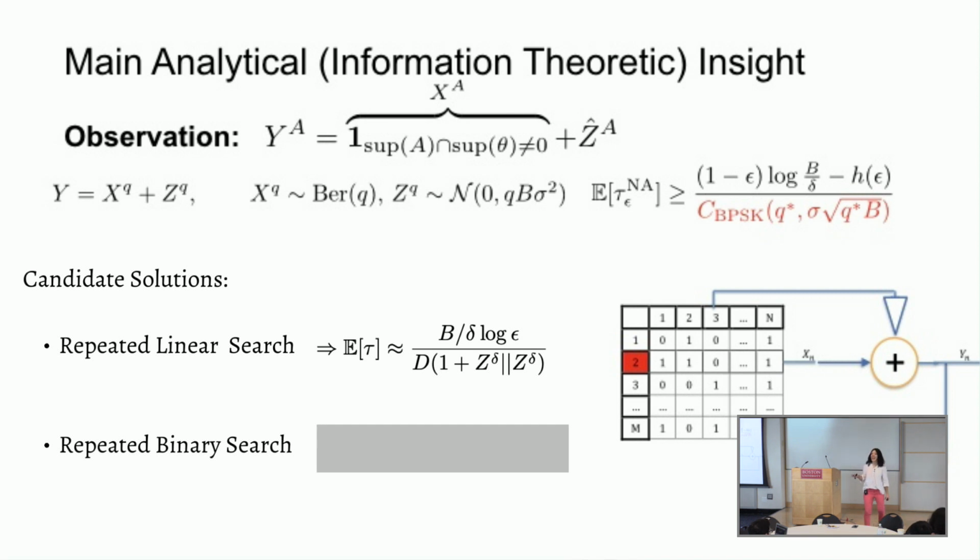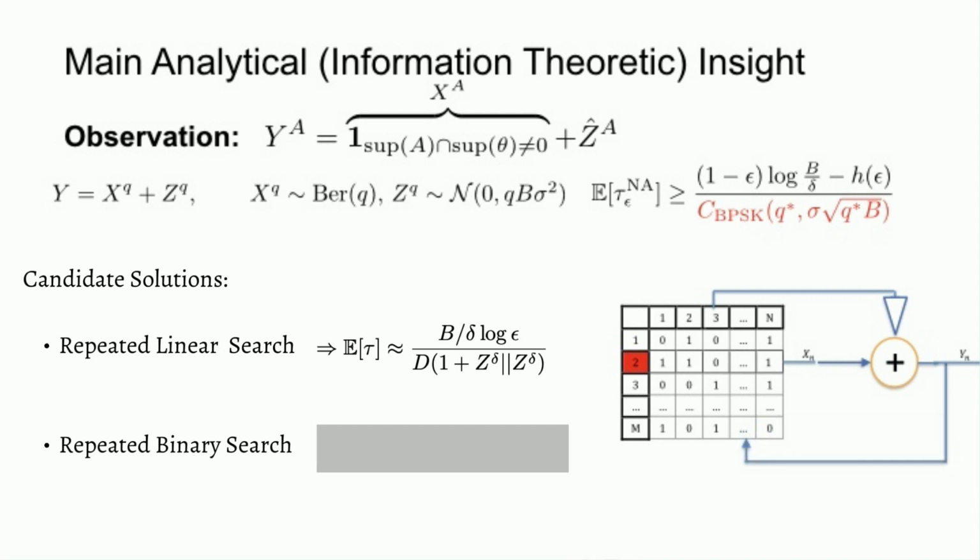So the candidate algorithms, the ones that many people were referring to, are not good. Of course the first algorithm is a repeated linear search. What do I mean by that? You pick a location and you test it, right? And then you look at another location and test it to get to the reliability epsilon, and go through. The scaling for the repeated linear search is B over delta times log of 1/epsilon. So you can see this is a very bad algorithm if you have a large B over delta. But this is the Chernoff optimal solution, by the way. This is saying repetition codes are bad.